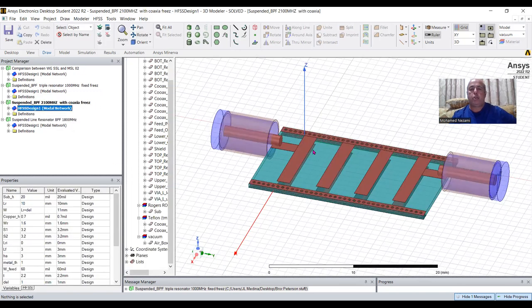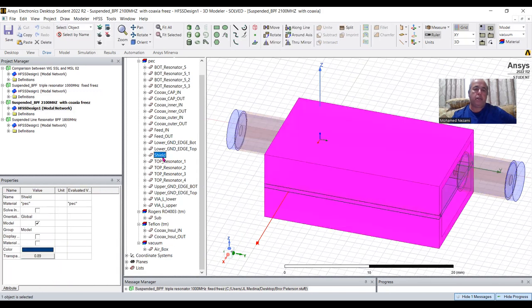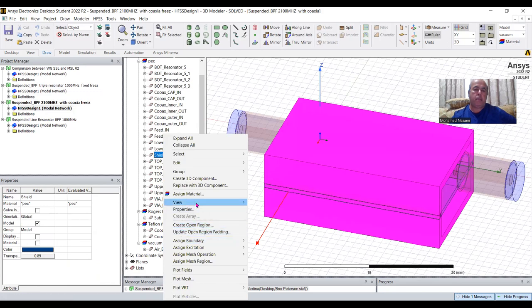The other filter I'm going to talk about is similar, same as here. So here it is. We have this, and let me just put the shield on so we can see it.